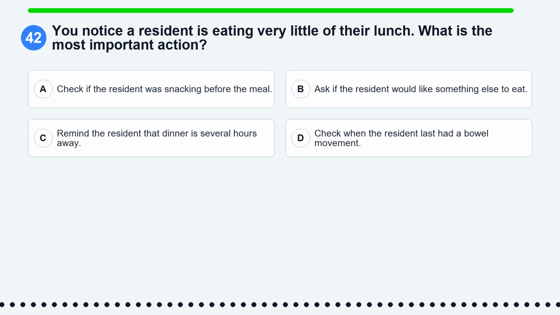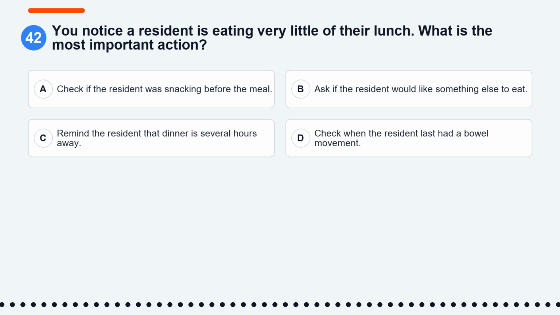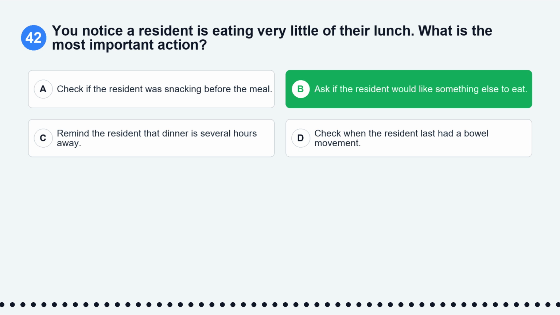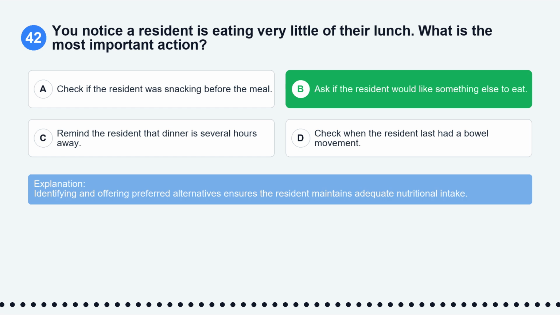Question 42. You notice a resident is eating very little of their lunch. What is the most important action? Option A, check if the resident was snacking before the meal. Option B, ask if the resident would like something else to eat. Option C, remind the resident that dinner is several hours away. Option D, check when the resident last had a bowel movement. The correct answer is option B, ask if the resident would like something else to eat. Identifying and offering preferred alternatives ensures the resident maintains adequate nutritional intake.